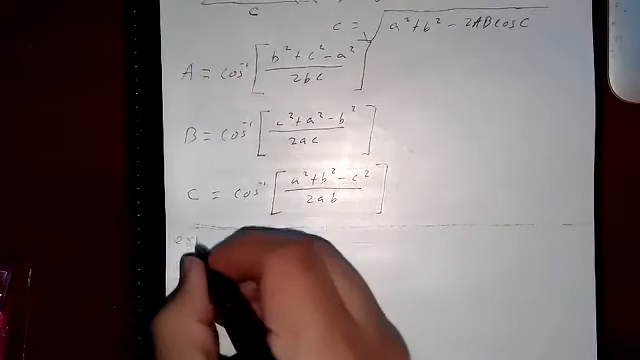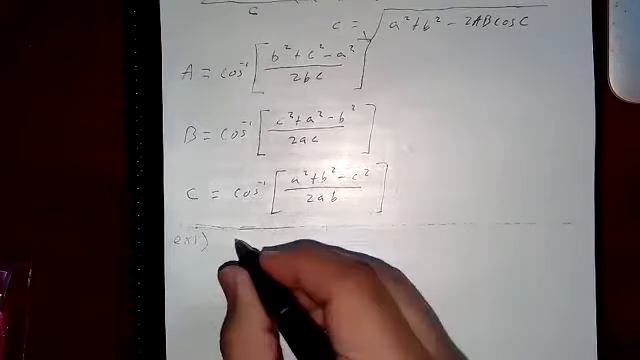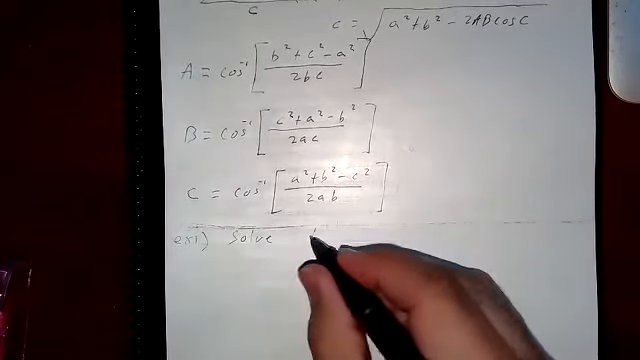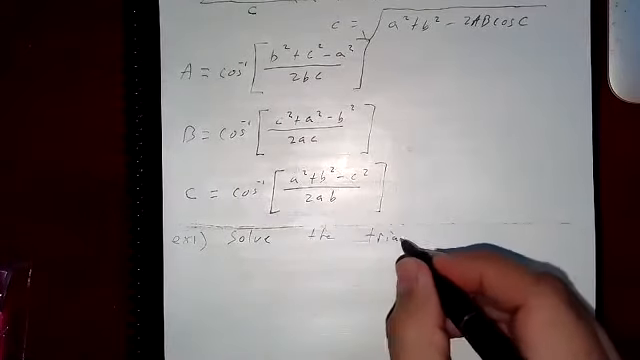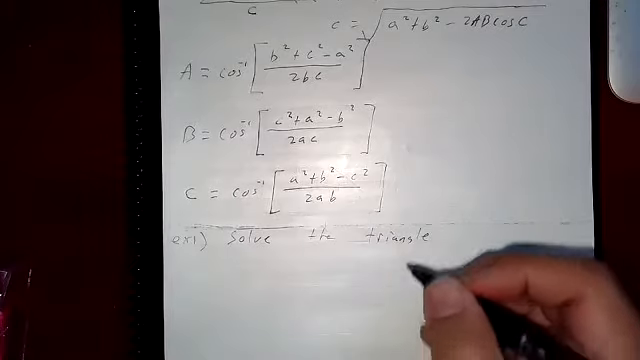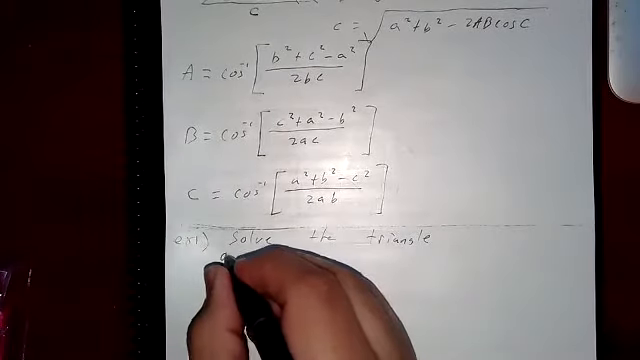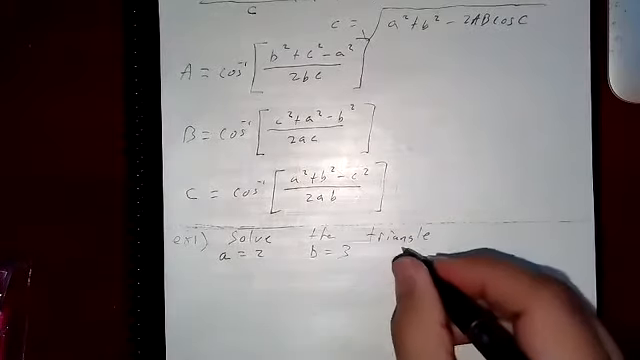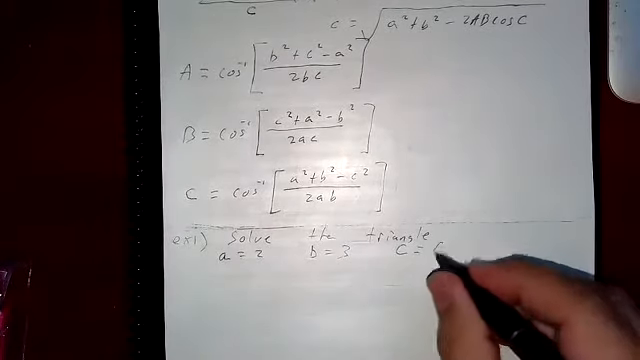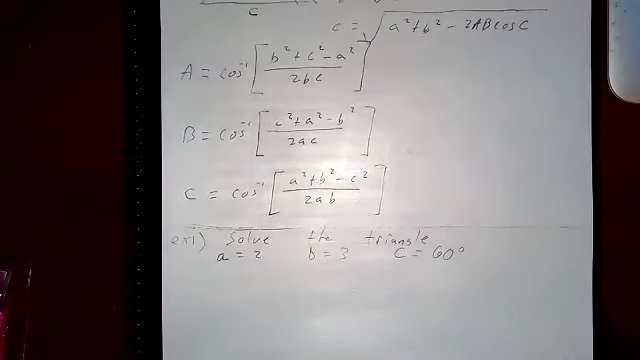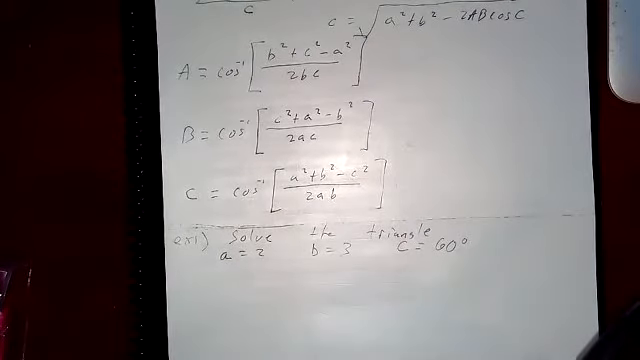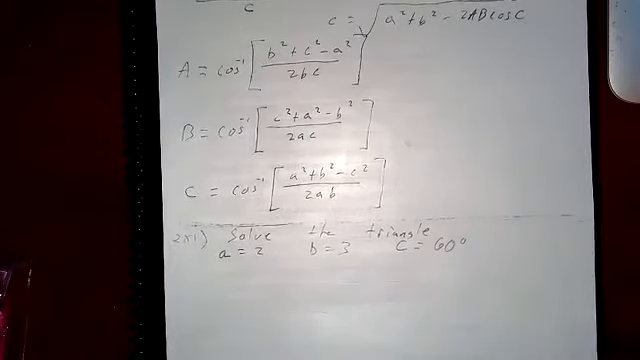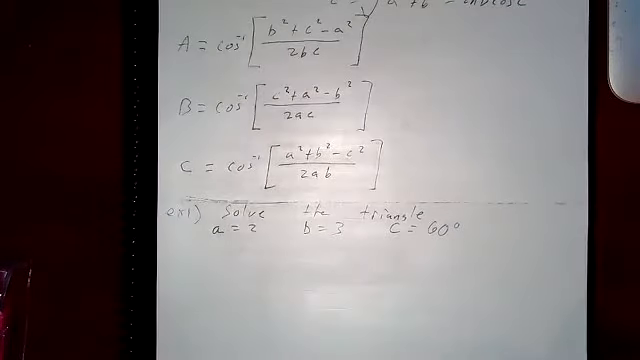Example 1. Solve the triangle is usually the instructions. Side A is equal to 2. Side B is equal to 3. Capital C is 60 degrees. Do you see why we can't use the law of sines? We need at least one angle for our sines.